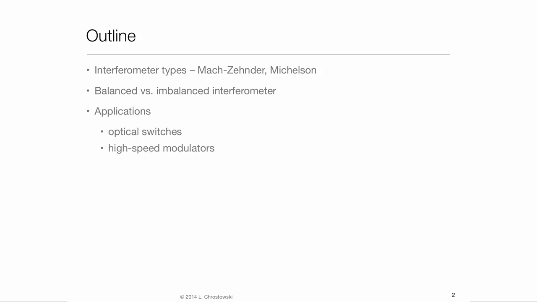silicon. We then look at the difference between a balanced and imbalanced interferometer. The imbalanced interferometer is the type that is being considered in this course project. Finally, we discuss applications of interferometers, focusing on optical communications applications. Not discussed here, there are also applications for interferometers for spectroscopy and for biosensors.